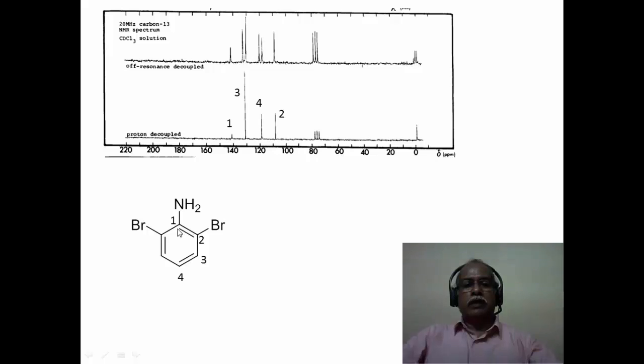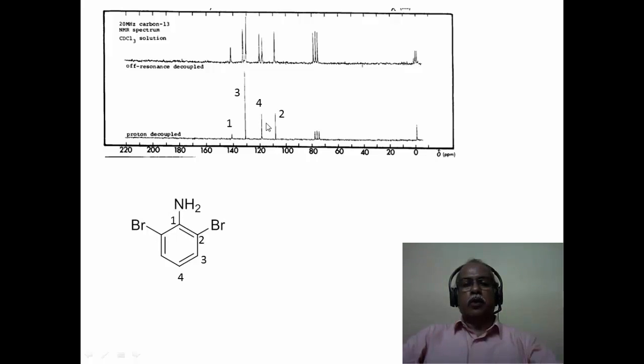The ipso carbon, which has the NH2 group, comes as a very low intensity peak around 141 ppm or so, and the ortho carbons, which are ortho to the amino functional group, will be the most electron rich in this particular case because of the nitrogen lone pair which can be delocalized onto the ring.